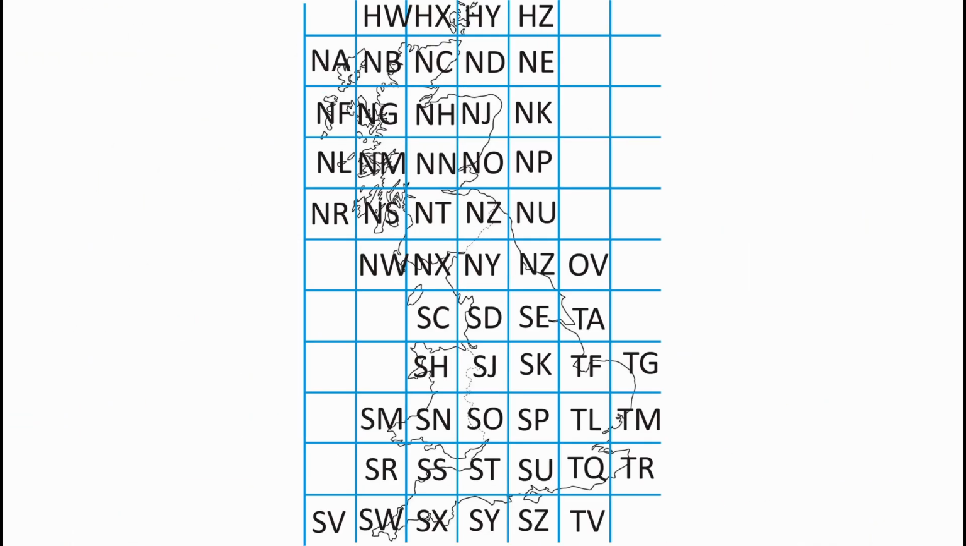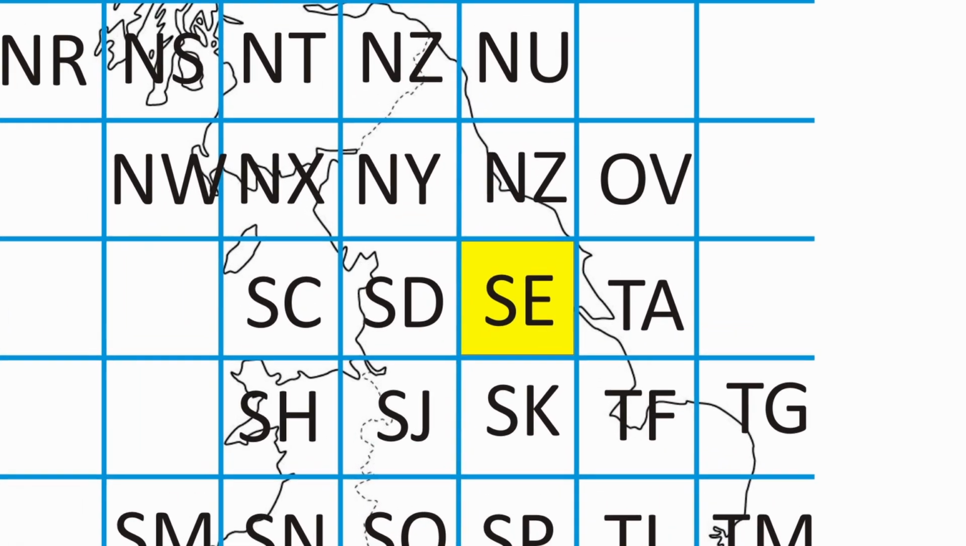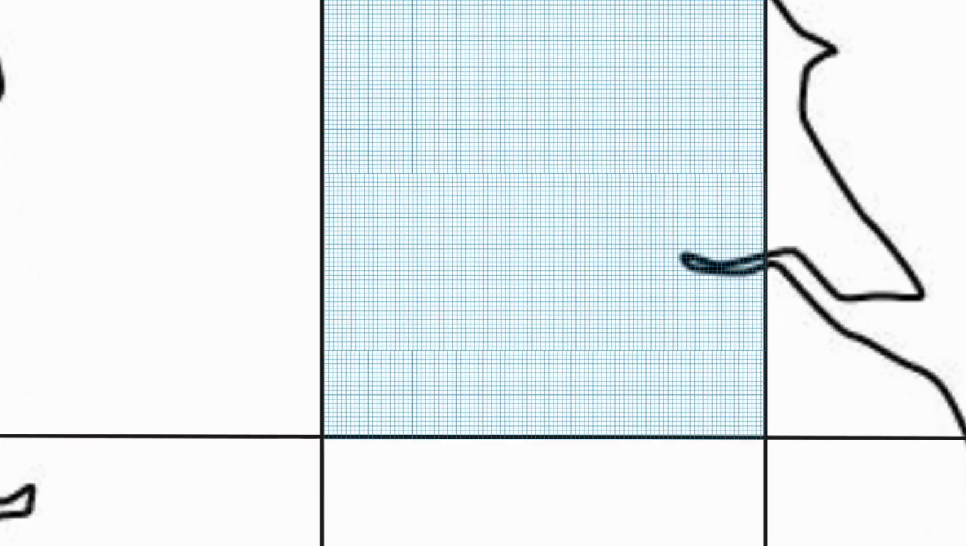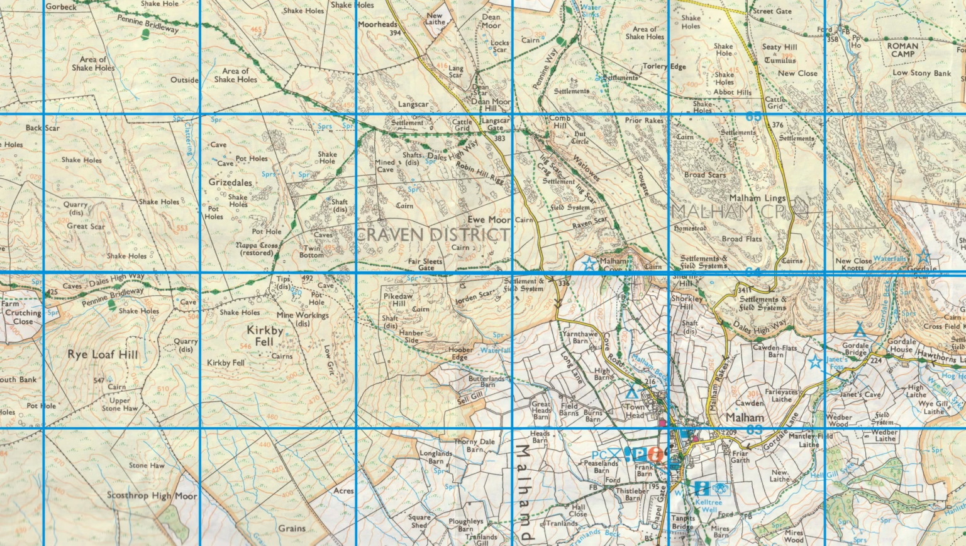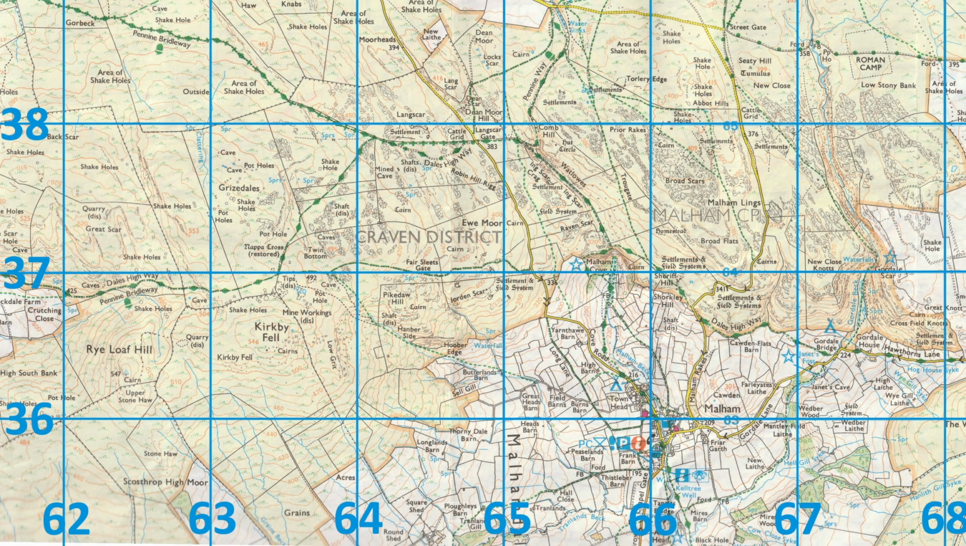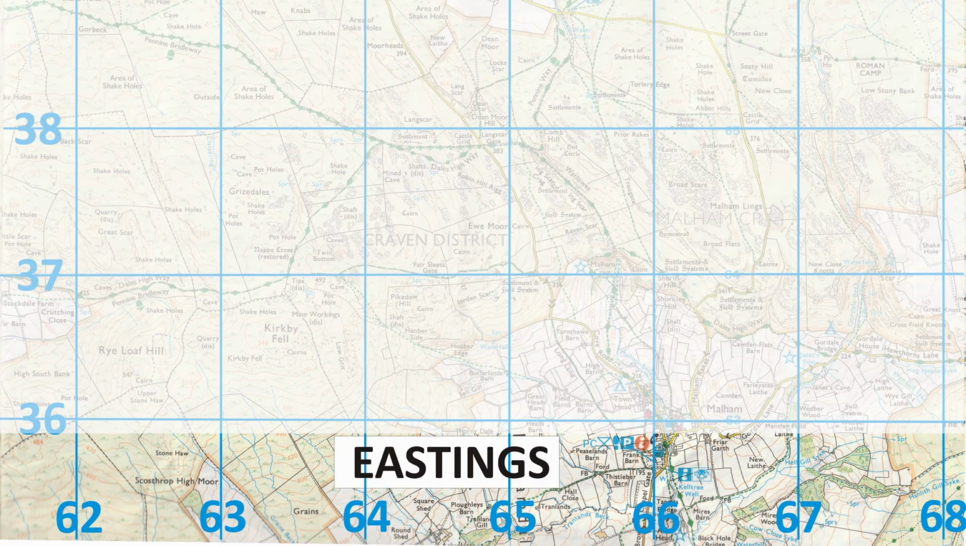Now, at the moment, I'm in the square SE. These 100 kilometre squares have vertical and horizontal lines every 1 kilometre. So they form a grid of squares which are 1 kilometre on each side. These are the blue lines that you can see on your map. Each vertical line has a number at the top and the bottom, and these numbers show how far in kilometres that vertical line is from the westerly or the left edge of the 100 kilometre square. As they increase as you go east, these are called eastings.